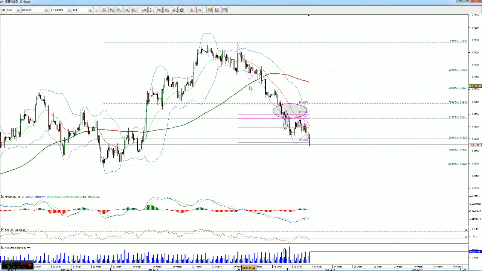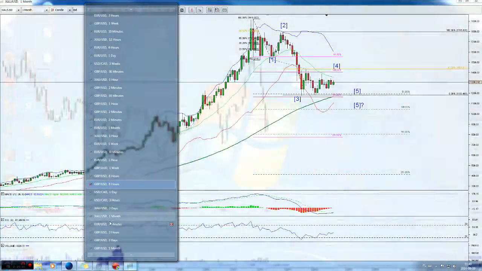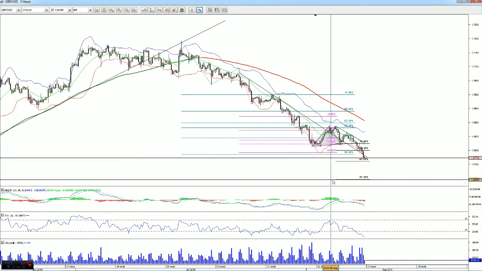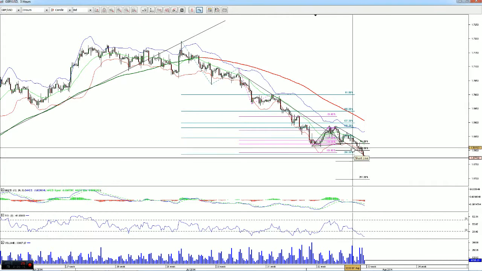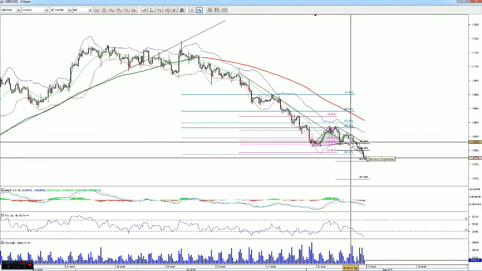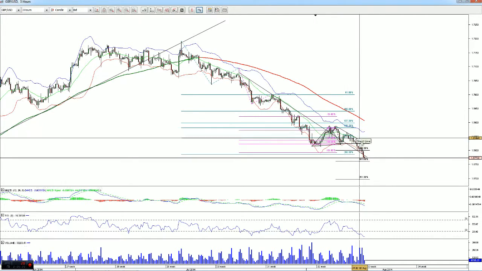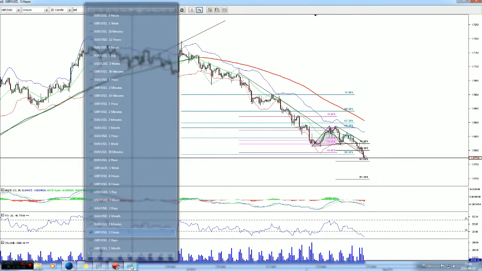Because this downward move will be completed as a 5 waves down, and it looks like it's about to reverse. If you check the 3 hour chart, there are higher volumes here, and the market is not as aggressive as it used to be. I think it is 1, 2 and a completed 3, or it's about to complete the third wave in a fifth wave, and then there will be a 4 and a 5 to the downside.